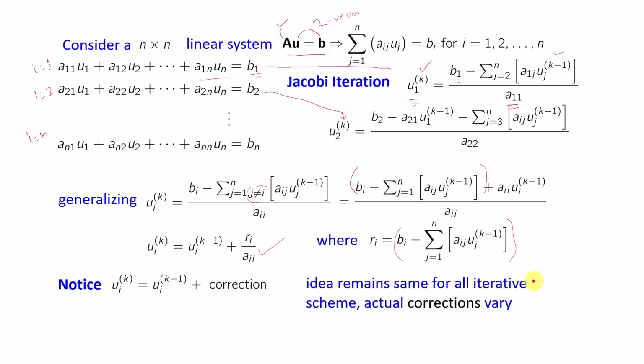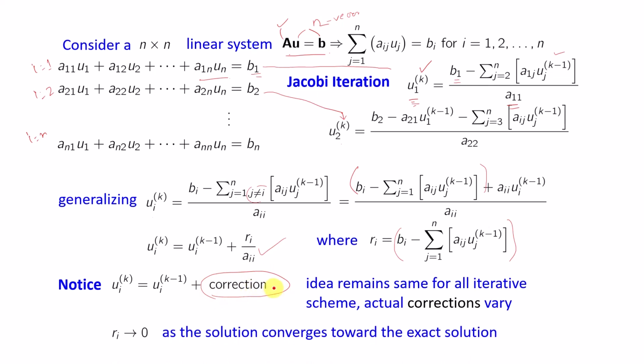This particular idea is true for iterative schemes, but the actual correction will vary from scheme to scheme. Now, let us see how we'll make this in Gauss-Seidel. The basic difference between Jacobi and Gauss-Seidel is that when I'm calculating the correction in Jacobi, all the u's are at the k-1th iteration, but at this point I know some of the u at the kth iteration. So in Gauss-Seidel, I use the latest values of u, whatever I know from the kth iteration or k-1th iteration. That is the only difference between Jacobi and Gauss-Seidel.